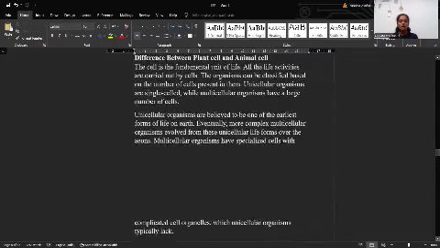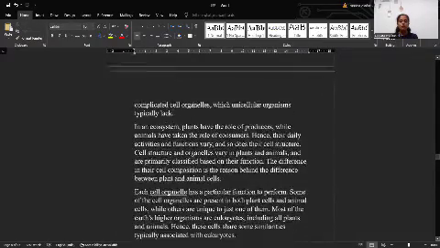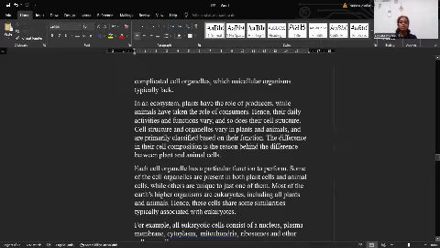Multicellular organisms have specialized cells with complicated cell organelles which unicellular organisms typically lack. In an ecosystem, plants have the role of producers while animals have taken the role of consumers. Hence, their daily activities and functions vary. So does their cell structure. Cell structure and organelles vary in plants and animals and are primarily classified based on their function. The difference in their cell composition is the reason behind the difference between plant and animal cells.